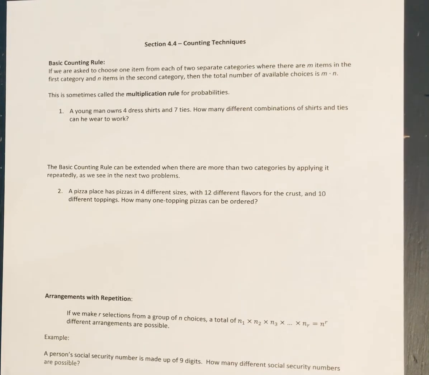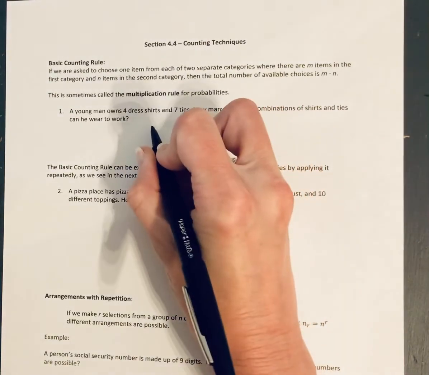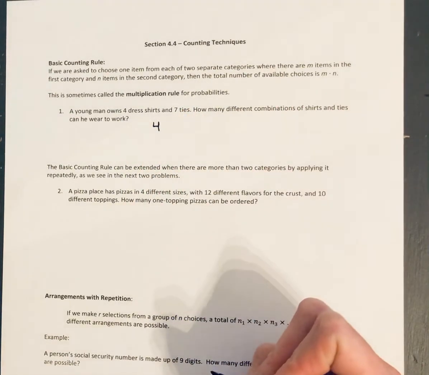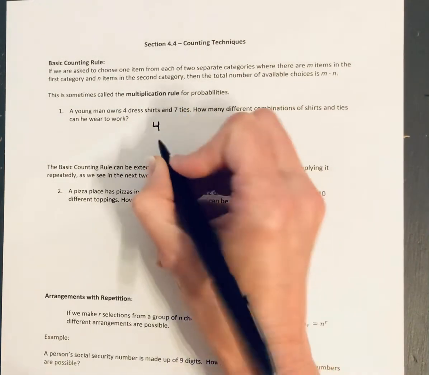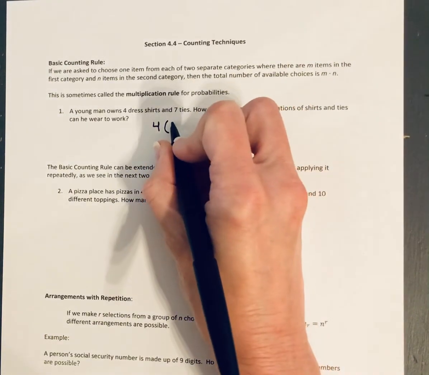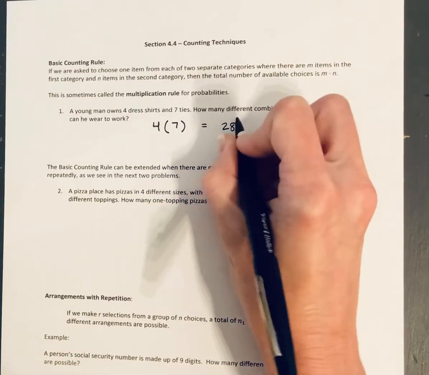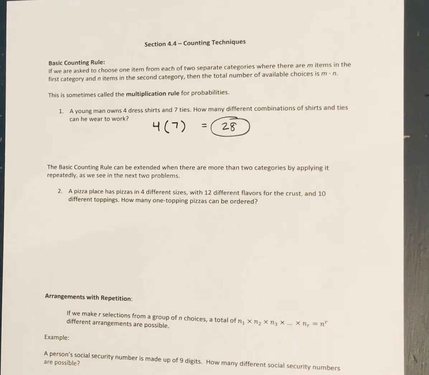We're told a young man owns 4 dress shirts and 7 ties. And we're asked how many different combinations of shirts and ties can he wear to work. And so this is an example of the multiplication rule. There are 4 choices for which shirt. And then there are 7 choices for which tie. And we just multiply those together to get 28 different combinations of shirts and ties.